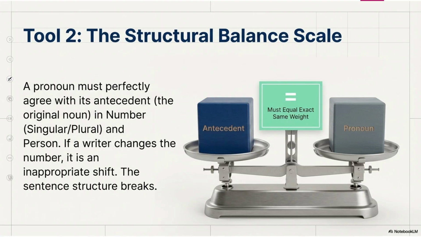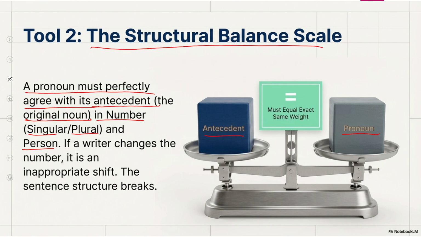Now, look at this, the structural balance scale. There should be a balance between antecedent and pronoun. We discussed it in the second slide as well. A pronoun must perfectly agree with its antecedent, the original noun, in number, whether singular or plural, and person. Maybe it is male or female. If a writer changes the number, it is an inappropriate shift. The sentence structure breaks. If we make an inappropriate shift between antecedent and pronoun, the structure will be broken.